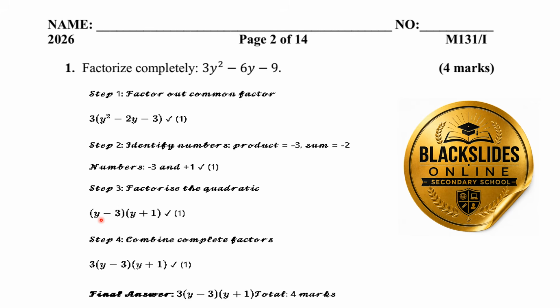So factorizing the expression y squared minus 2y minus 3 will give you two brackets, y minus 3 and y plus 1. This again is 1 mark. So we have a 3 there and these two factors. You combine these together to make this expression: 3 open brackets, y minus 3 close brackets, open brackets, y plus 1 close brackets. That's 1 mark. So we have a total of 4 marks.